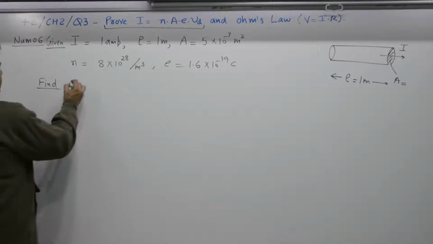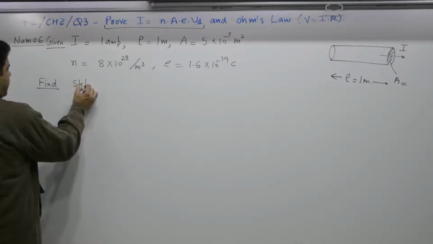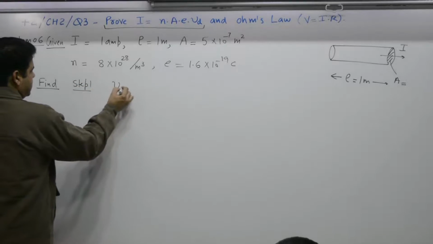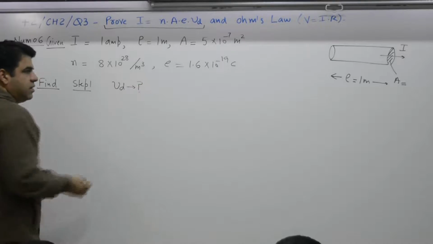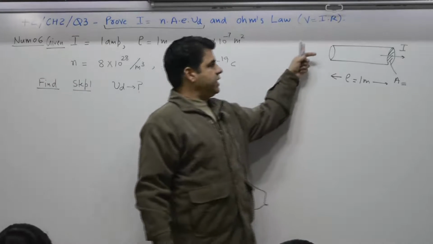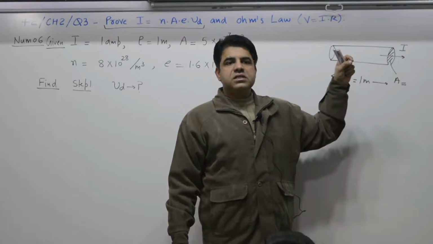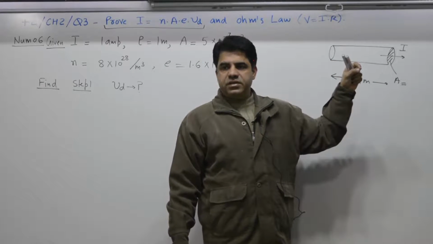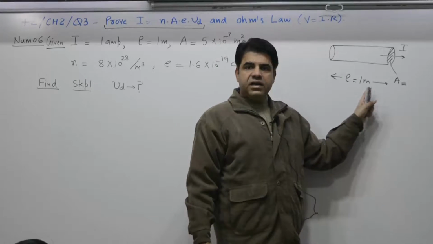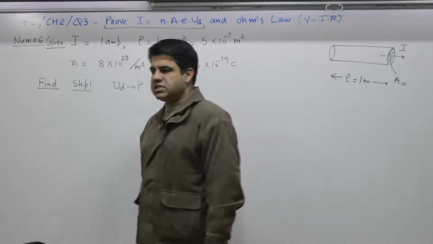That means in step 1, you need to find out the speed. If you can find out the drift speed of the electron, the time taken is distance by speed. Distance is L, divided by Vd.